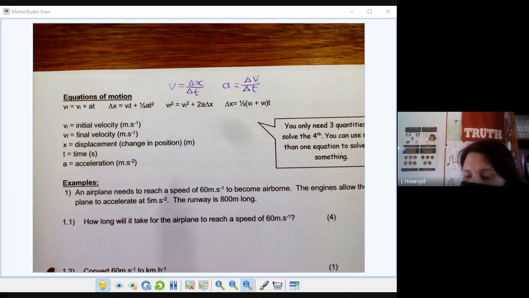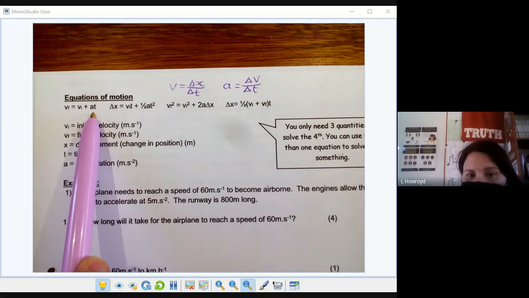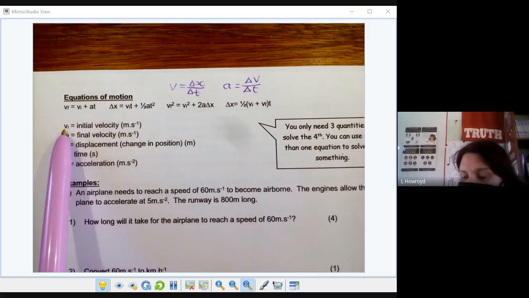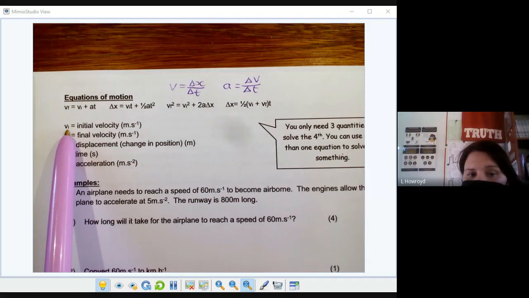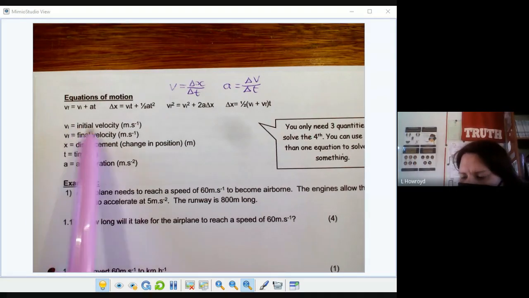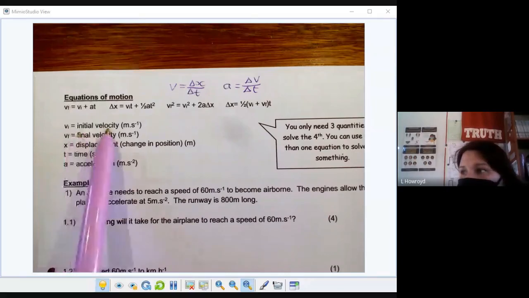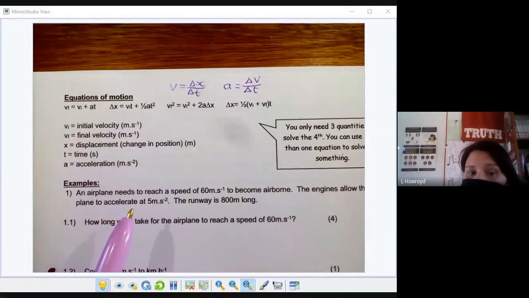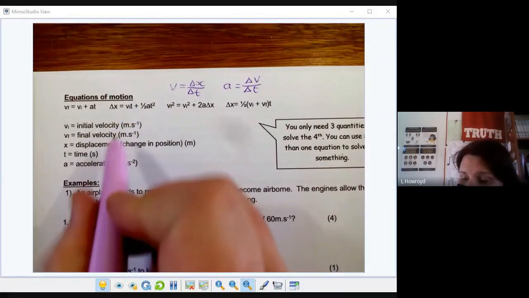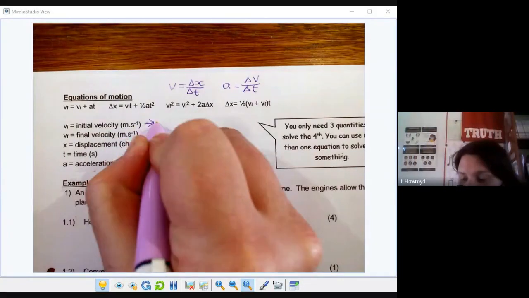Okay, so these are the equations of motion, and we have 4 of them, and you will get them in a data sheet. Now I'm going to talk you through these. Remember, the VI we already saw yesterday or the day before, was initial velocity. This is the velocity at the very beginning. You might see in some textbooks or online that it could also have the symbol U.